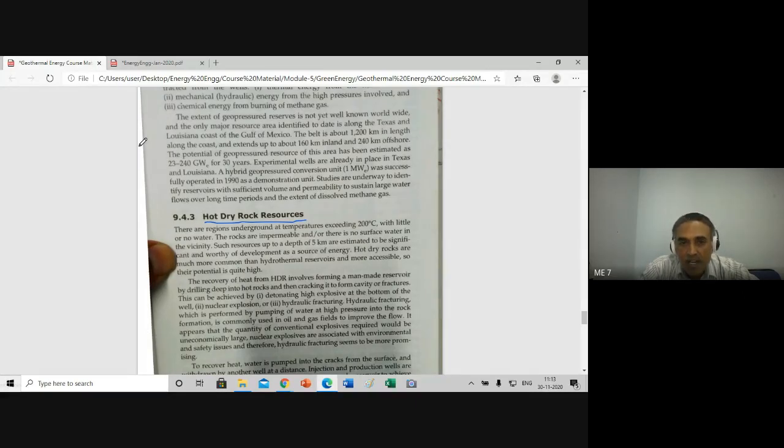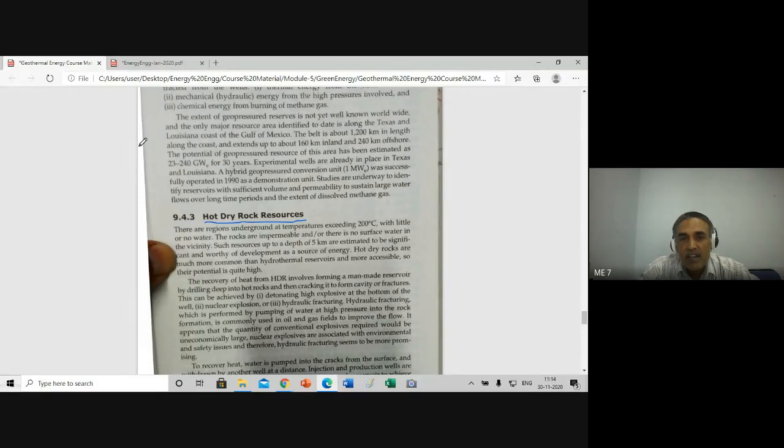See the name: hot, dry, rock. Dry means there is no water earlier. Before, there is no water inside the rock, and it should be a rock, not simply earth surface, and there should not be any cavities. Into that rock, water is artificially introduced. Then that water becomes hot and turns into steam, which we can use for power production. This is the principle of the hot dry rock resource.